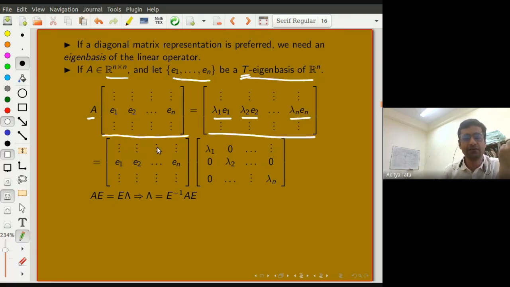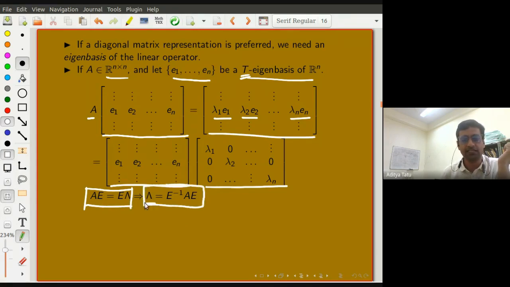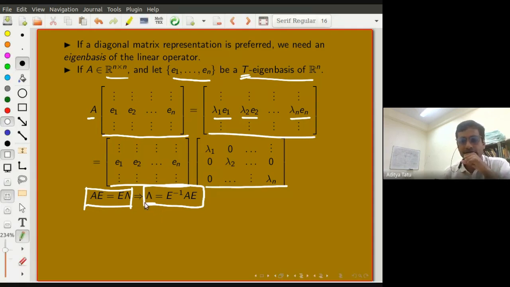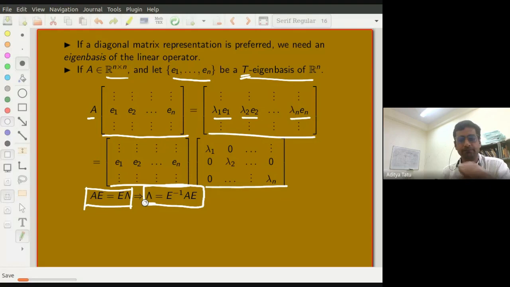This matrix itself can be written as a product of this matrix into this diagonal matrix whose diagonal entries are nothing but the eigenvalues. So in principle, A into E is equal to E into the matrix lambda, which is diagonal. From that, lambda is equal to E inverse A E. Clear?